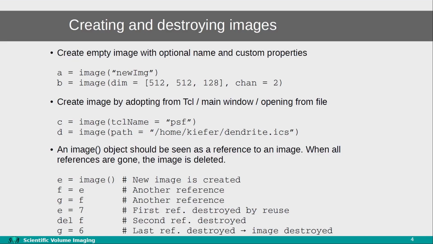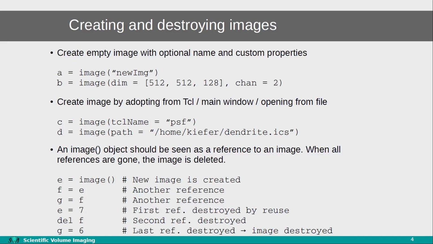And then finally, of course, you can open an image from disk by again creating an image object and then specifying the path as a string. So that'll open the image and give you an image object that refers to it. So as I've mentioned, these image objects should be seen as a reference to an image. So you can have multiple references to the same image, and that won't actually mean that you have multiple copies of the image or that it will cost more memory.